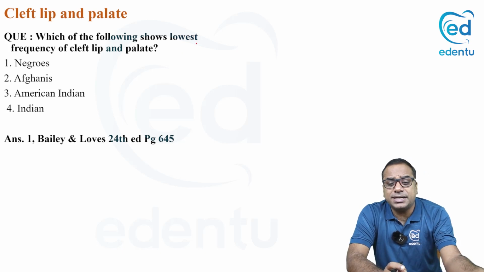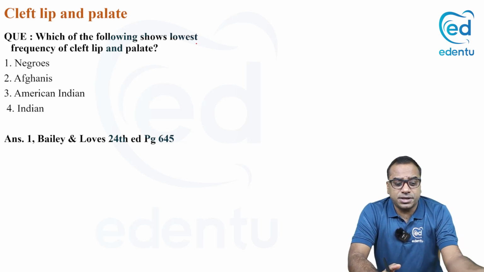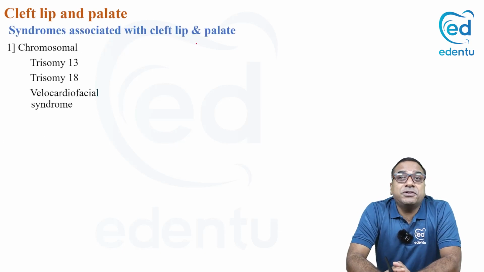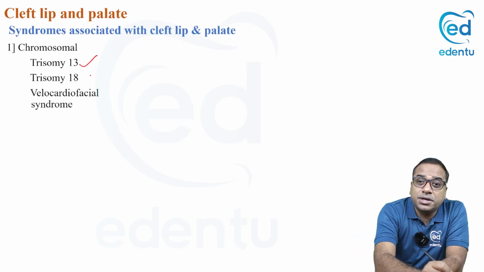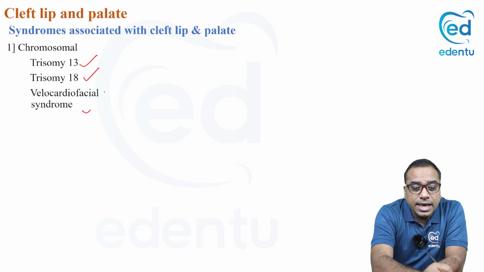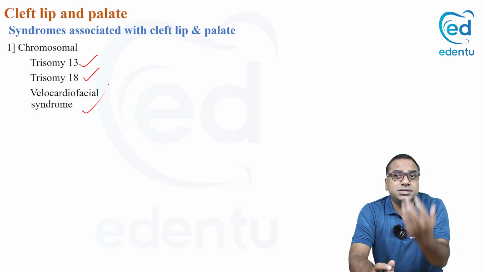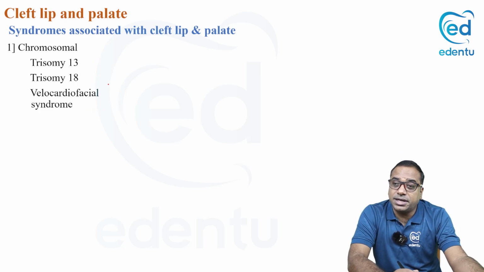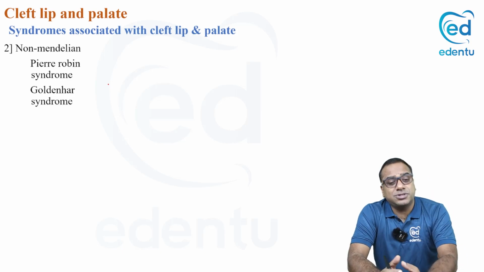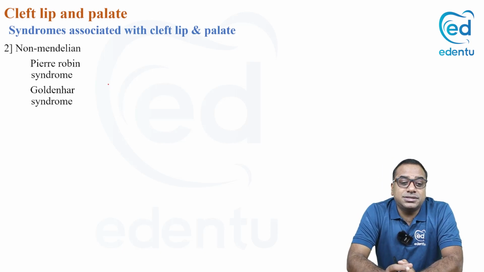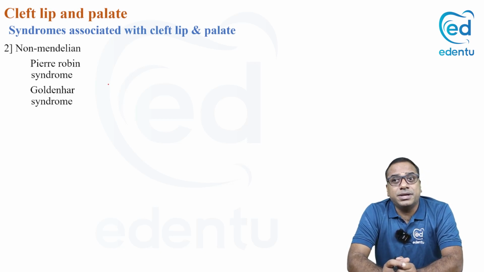Cleft lip and palate are also associated with some syndromes. In oral pathology you would have studied so many syndromes. This is associated with chromosomal defects: a defect with chromosome 13, trisomy 13, 18, and velocardiofacial syndrome. Along with these three chromosomal disorders, cleft lip and palate is also associated. Not only chromosomal, even Mendelian and non-Mendelian factors are responsible, and in Pierre Robin syndrome and Goldenhar syndrome, cleft lip and palate is commonly seen.